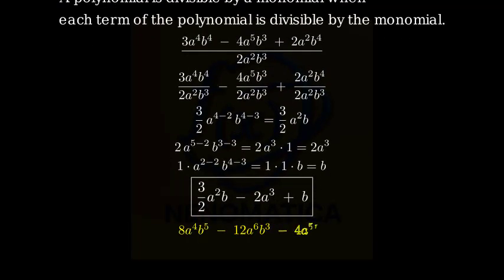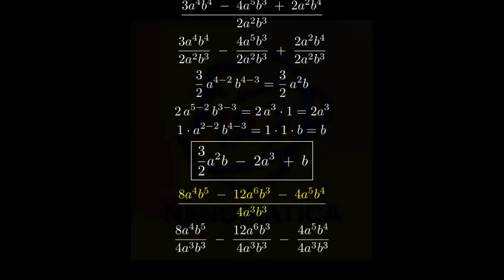We need to divide the polynomial 8a to the fourth power b to the fifth power minus 12a to the sixth power b cubed minus 4a to the fifth power b to the fourth power by the monomial 4a cubed b cubed. Again, we'll start by splitting this into separate fractions. We have 8a to the fourth b to the fifth over 4a cubed b cubed minus 12a to the sixth b cubed over 4a cubed b cubed minus 4a to the fifth b to the fourth over 4a cubed b cubed. Now, let's simplify each fraction.